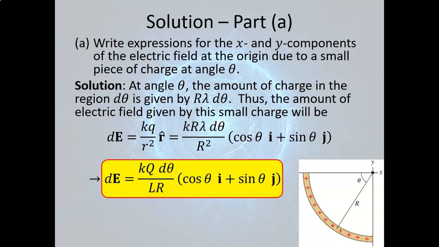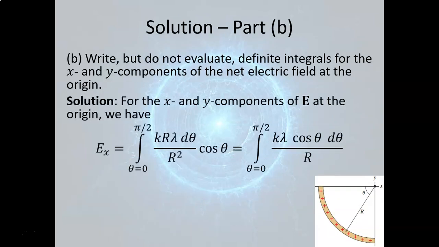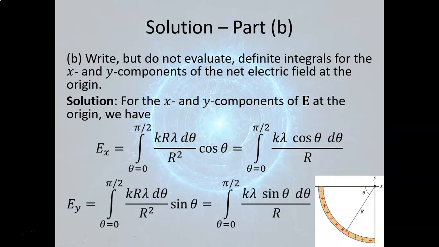So here's our dE expression, which is actually the answer to part A of that problem. So this is the arbitrary electric field due to a particular little bit of charge at angle theta. Now, what about integrating that? So we slap an integral sign in front of it, but in this case, let's just evaluate the x component. The x component, well, we have a cosine theta there. We're able to cancel a factor of r. The integral of cosine theta is sine theta.